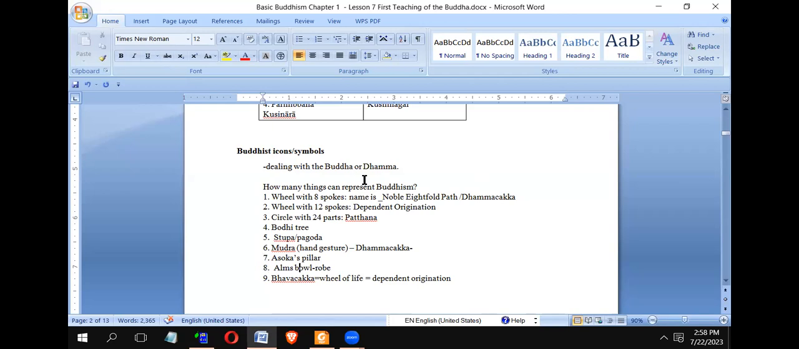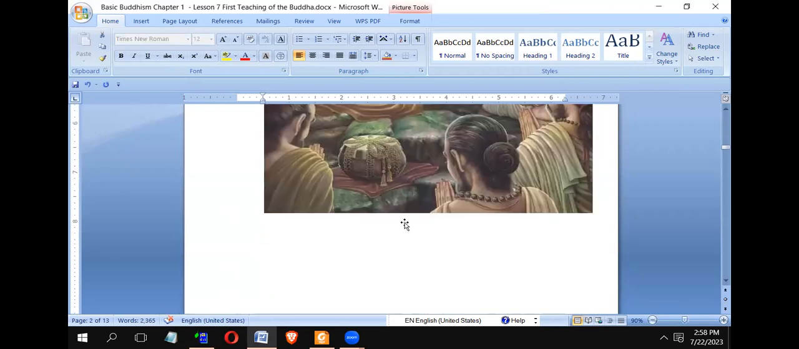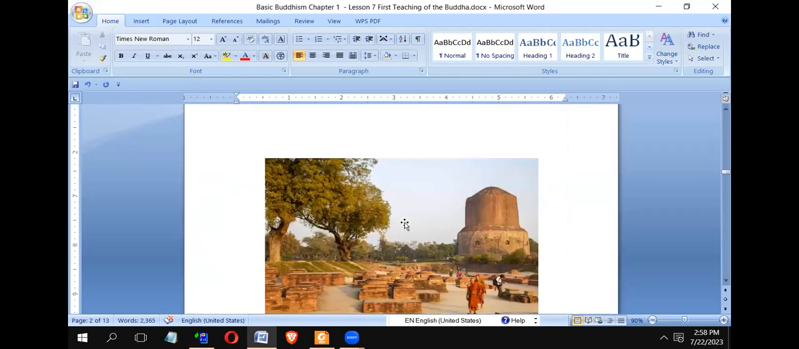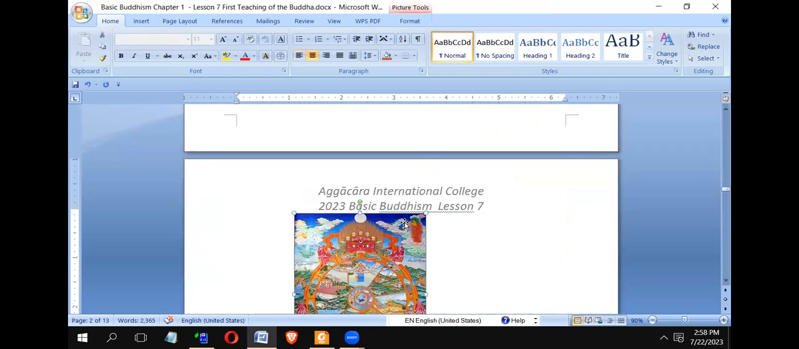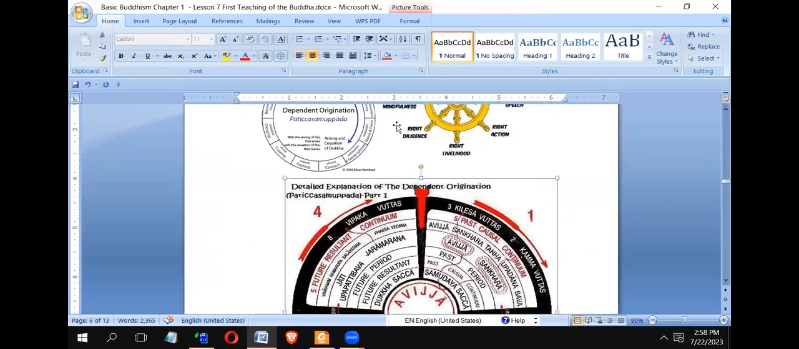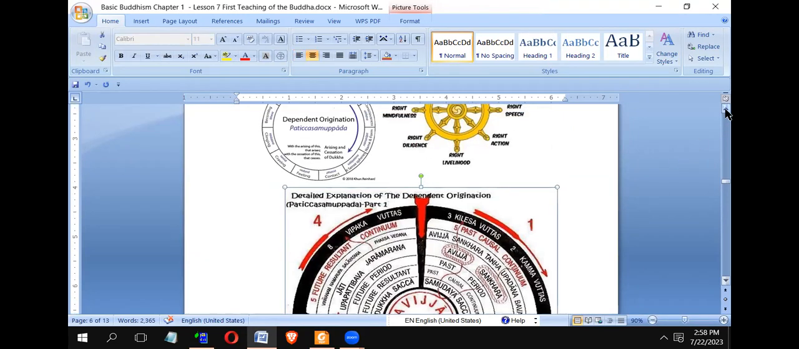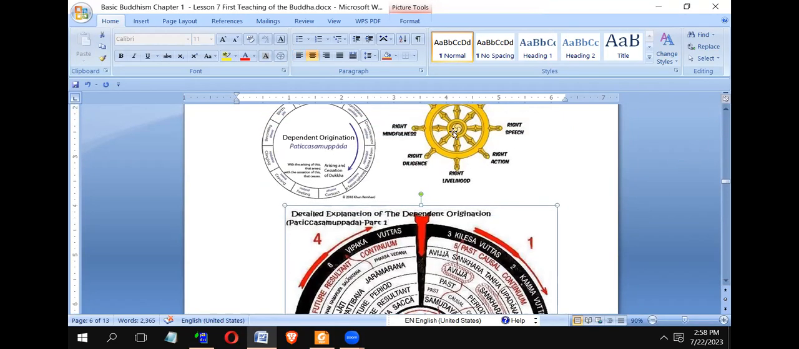So I was thinking that instead of using the wheel, because at Patana we cannot really use the word wheel or spoke, maybe you can use the words circle with 24 parts, Patana. All right. And then some of the things I checked on the internet, I think you have seen this symbol before, right? The dependent origination, Paticca Samuppada. This is the Noble Eightfold Path.